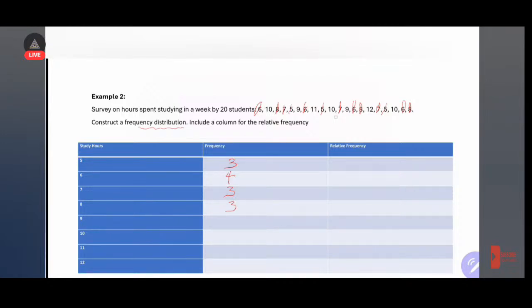And now we move to 9. How many 9s do we have? We have 1, we have 2. So 9 comes up 2 times. What about 10? For 10, we have 1, we have 2, we have 3. 10 comes up 3 times. What about 11? 11 just only once. What about 12? 12 just only once.